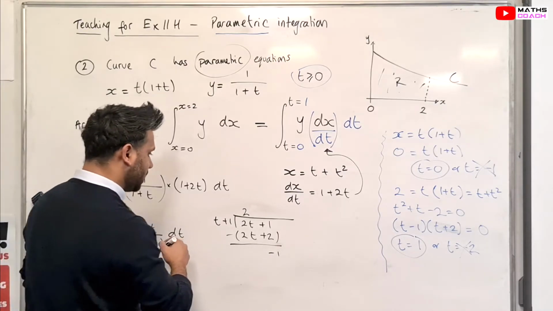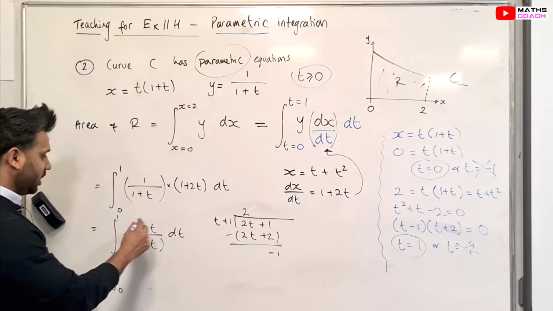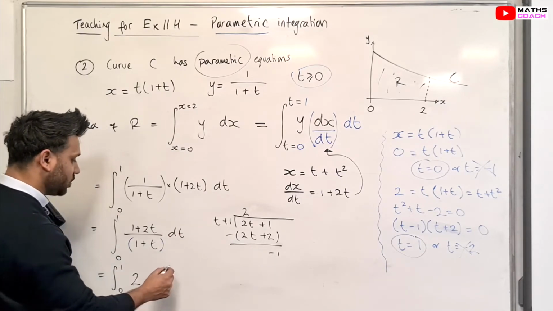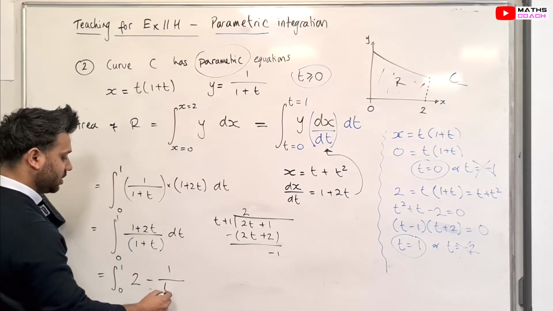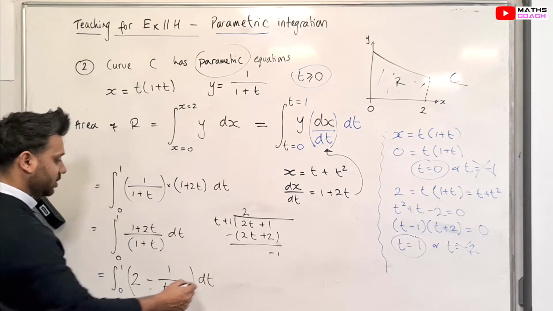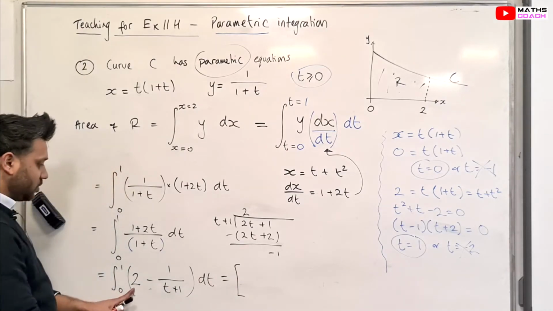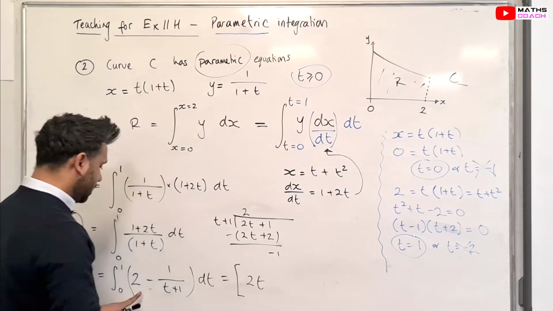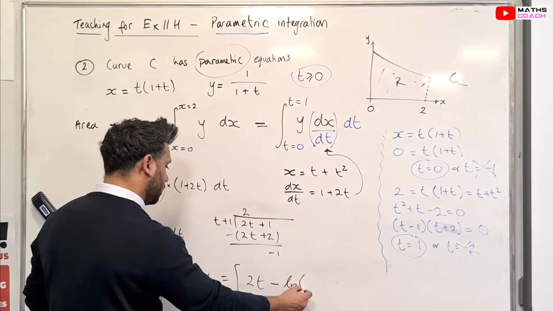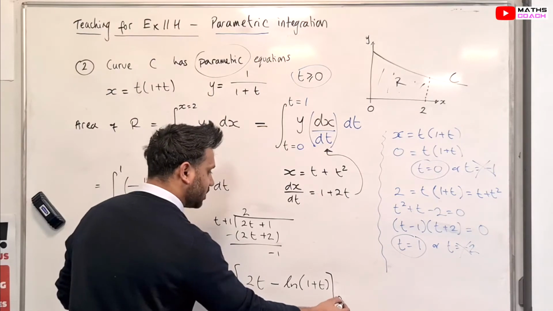So in effect what we get here is this is equal to the integration from 0 to 1. This fraction here splits into 2 minus 1 over the same denominator as t plus 1, or 1 plus t, and we are now integrating this with respect to t. So if we integrate 2, we will get 2t. If we integrate minus 1 over t plus 1, that will give you minus the ln of t plus 1, or 1 plus t to get it back into its previous form, between 0 and 1.